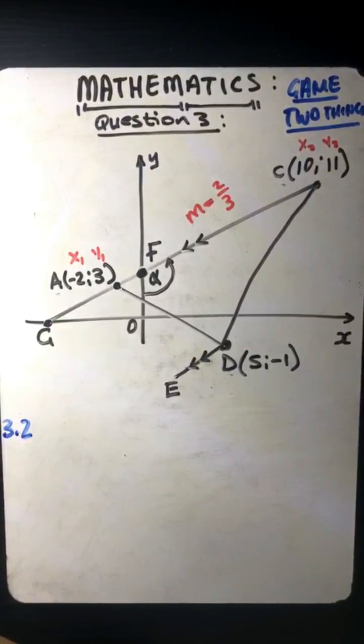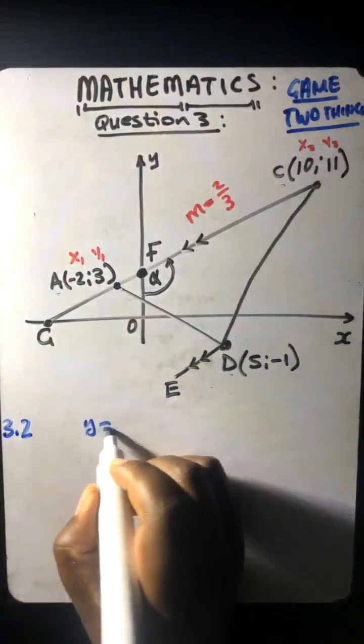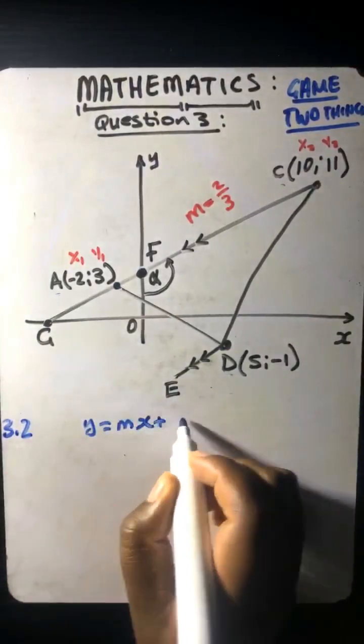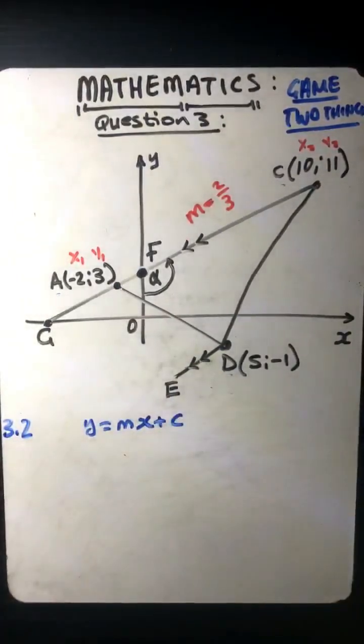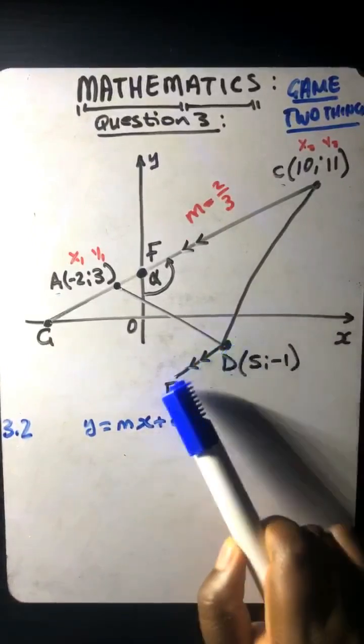The question says, determine the equation of line DE in the form y equals mx plus c. We want you to determine an equation of that line in that form.